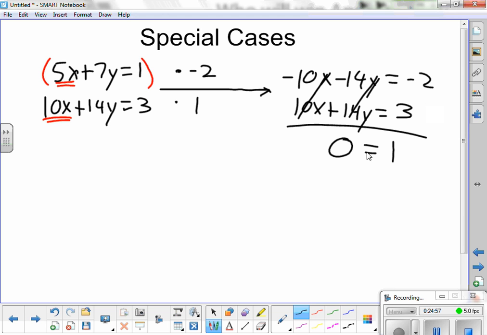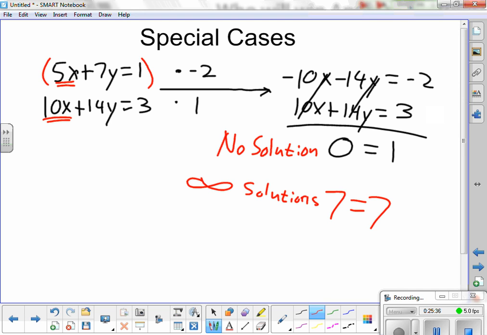This is a special case. If your x's and your y's both cancel, look at the statement that's left over. If it's false, because 0 is not equal to 1, that means there's no solution. Now, if all the variables canceled out and you ended up with 7 equals 7, that's a true statement. No solution is if the statement left over is false. If it's a true statement, this is called infinite solutions. You can just use the infinity sign.